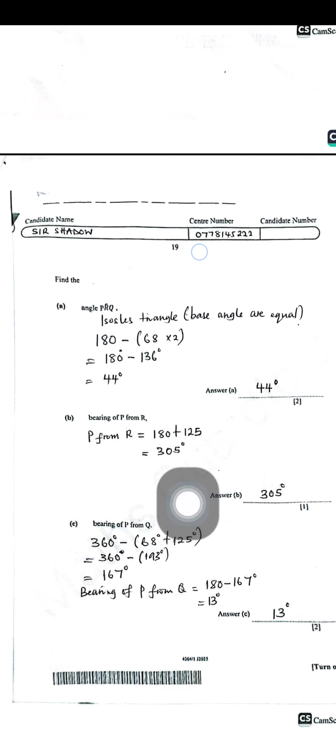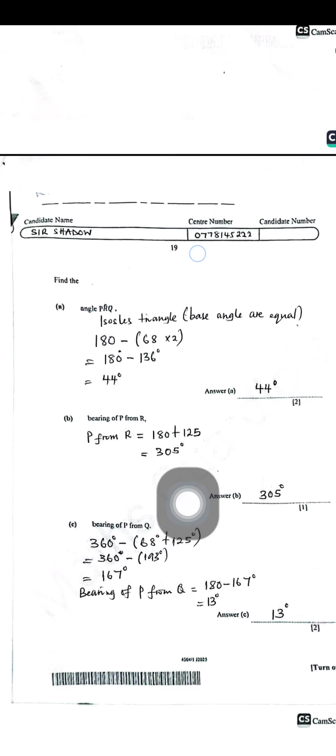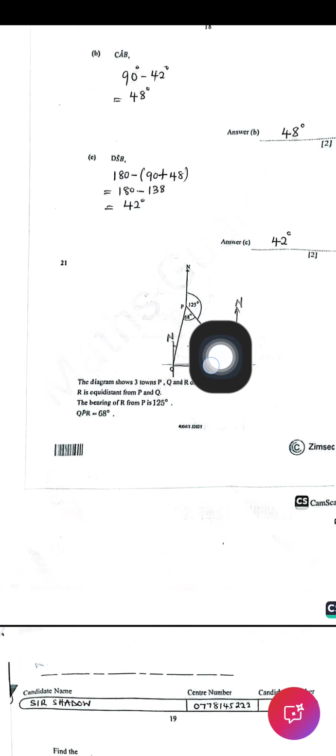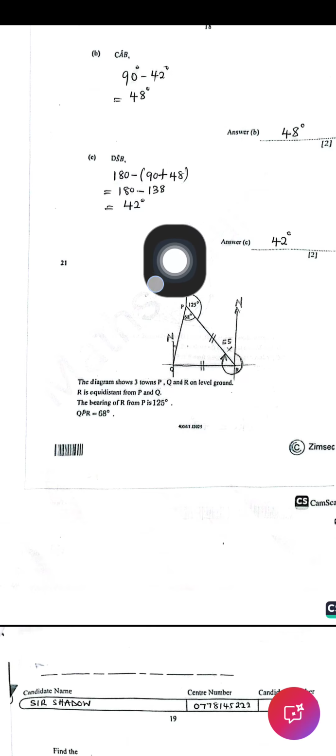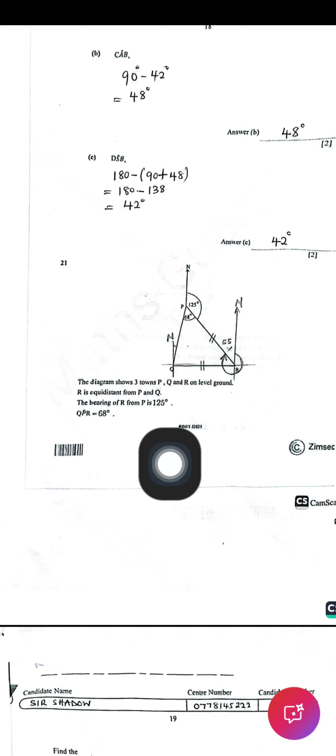The bearing of P from R. Whenever dealing with the bearing, you go where there is "from". P from R, so you draw a north where there is R. R is right here. You draw a north, then you rotate until you touch the line from P. So I want to find this angle right here.